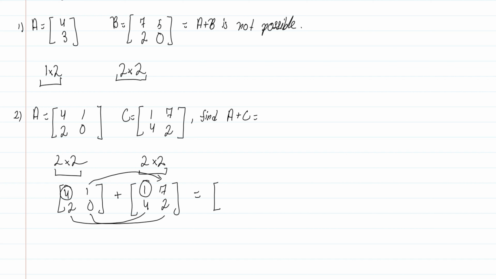Okay, so don't do it directly, write it in this form. Okay, 4 + 1, 2 + 4. Again leave a gap because you are moving towards the next row. 1 and 7, 1 + 7 and 0 + 2. So look at the answer. 5 6 8 2 is the answer for A and C when you add A and C. Okay.